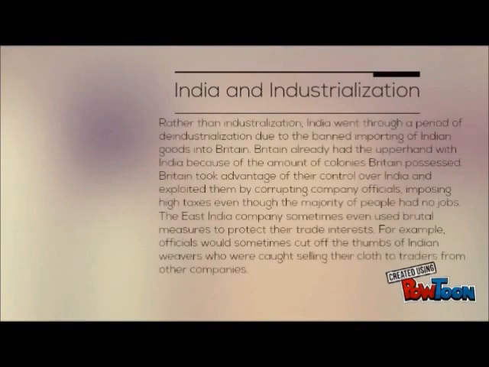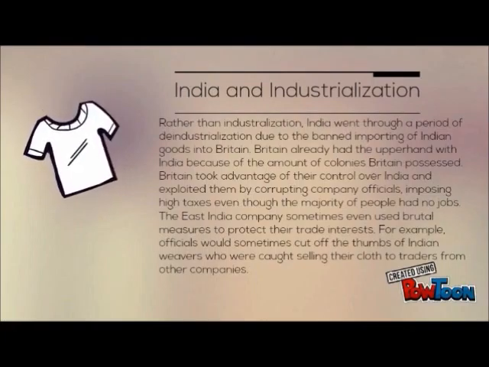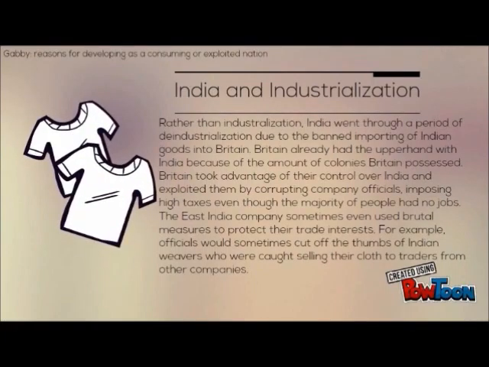Rather than industrialization, India went through a period of deindustrialization due to the banned importing of Indian goods into Britain. Britain already had the upper hand with India because of the amount of colonies Britain possessed. Britain took advantage of their control over India and exploited them by corrupting company officials and imposing high taxes, even though the majority of people had no jobs.